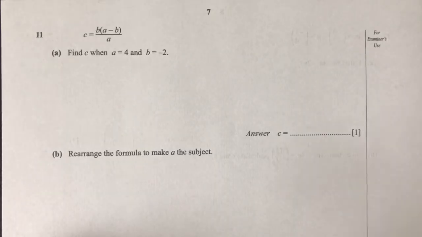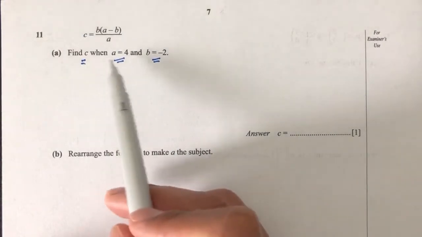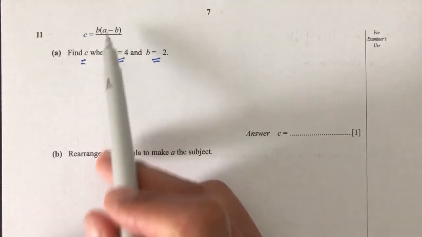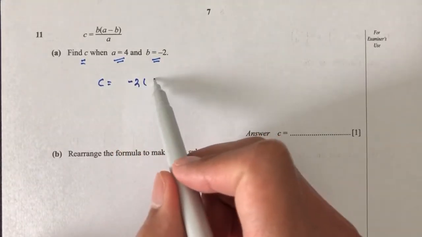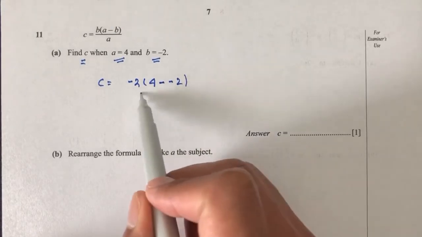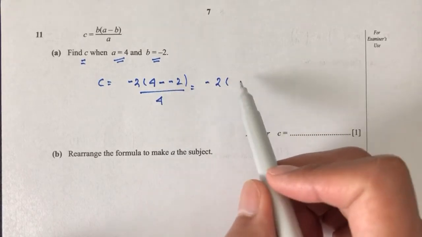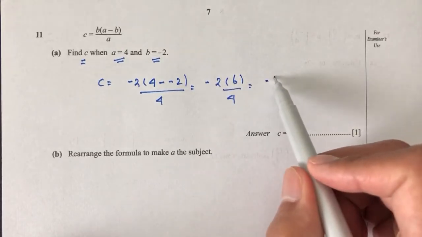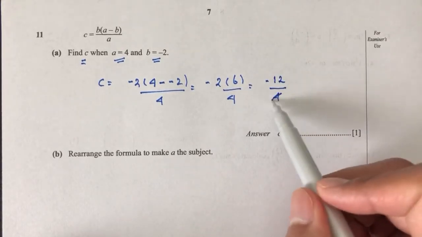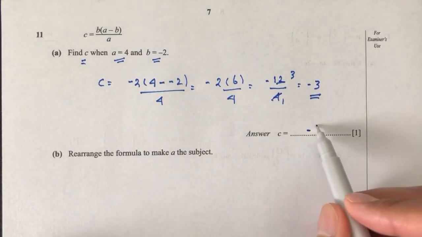Question number 11, we have C equal to B bracket A minus B over A. So find the value of C when A equal to 4 and B equal to minus 2. So we just have to replace the values of A and B in the equation to find the value of C. So C equal to B is minus 2, A is 4, minus 2, divided by 4. That will be minus 2, 4 minus 2 is 6, divided by 4. So expand, we have minus 12 divided by 4. That will become minus 3. So your answer for part A will be C equal to minus 3.